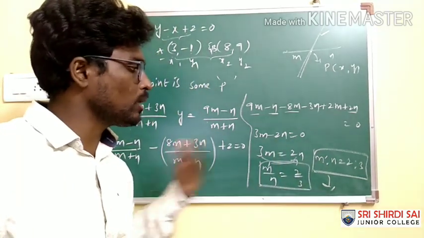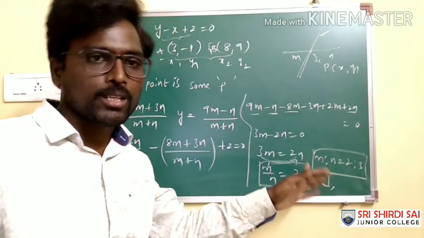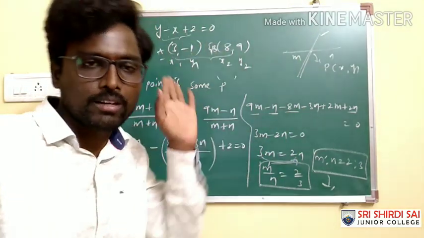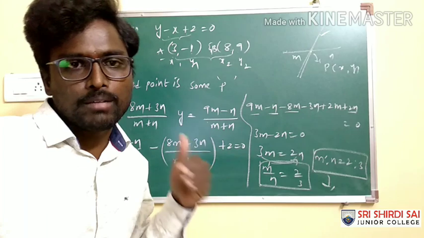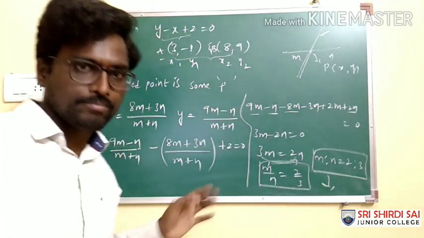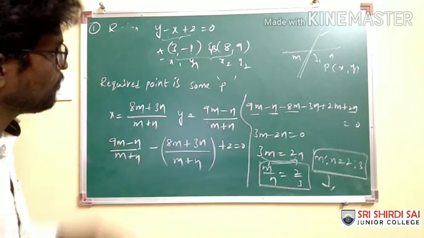Suppose we get the outcome as negative, then you will consider the division to be external. These are all only rough figures. It is according to our assumption only. We will get a clear idea only on getting the ratio.